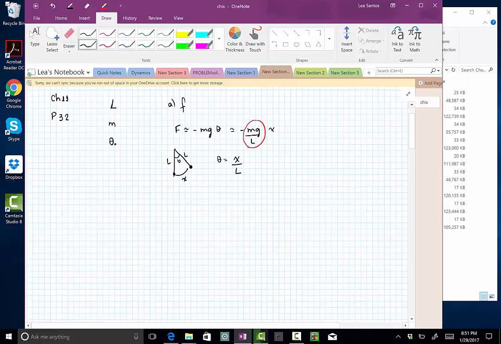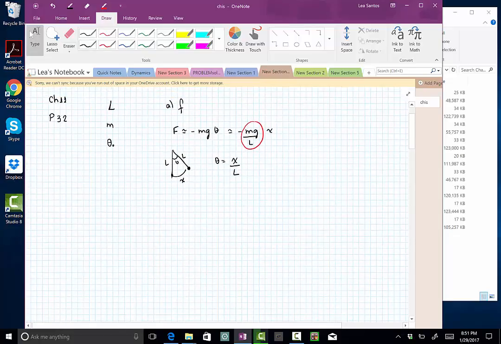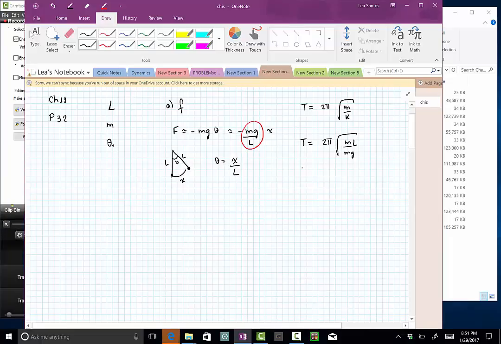We have found an equation for the period for the spring, which was the period equals 2 pi square root of m over k. Now we are going to use 2 pi square root of m, and instead of k, we use mg over L. So the period is now 2 pi square root of L over g, and the period is 1 over frequency. So we can use this equation to find the frequency. We have L, we have g, so we have the frequency.